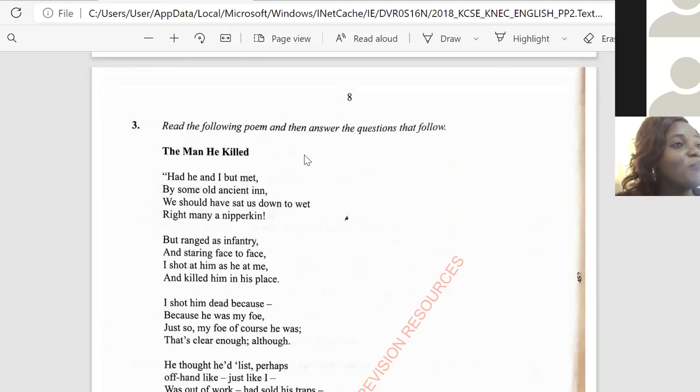Now, in such a poem, you may not even know what the subject matter is. This is where summary comes in. You decide to summarize the main ideas that are taking place in this poem. Are we together?